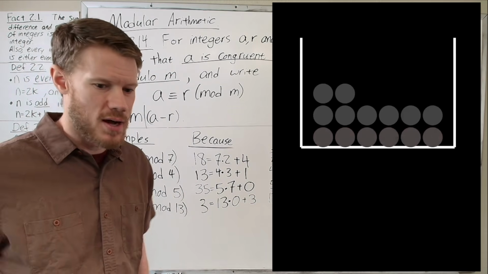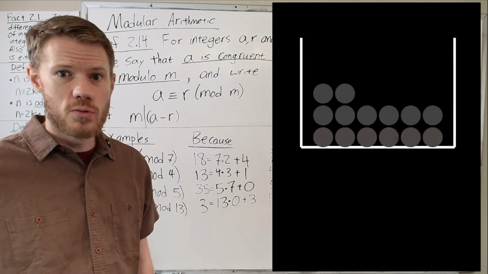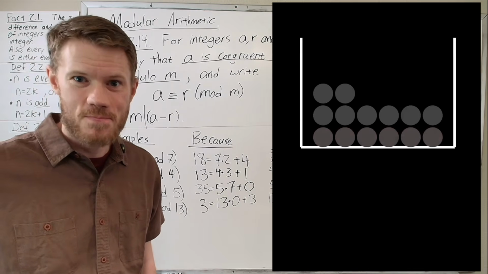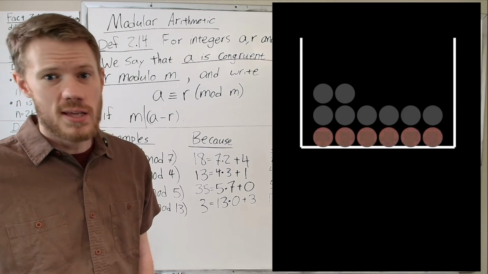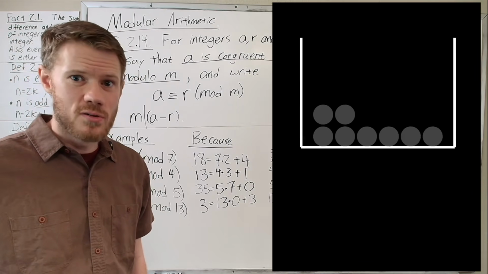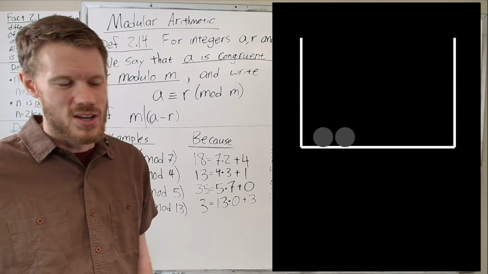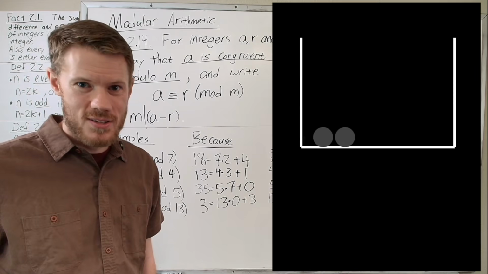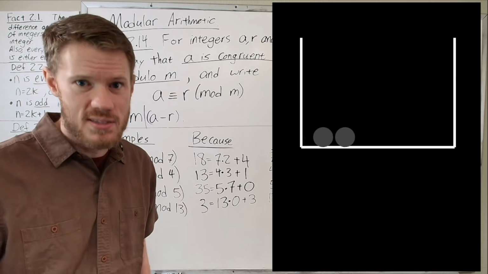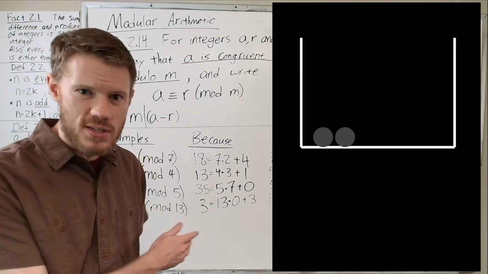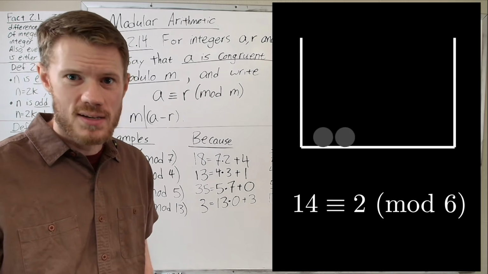Okay, you have 14 balls in this box, and here's the rule. Because we're working mod 6, we're allowed to remove 6 balls at a time. So with 14, if you remove 6, that drops you down to 8 balls. And let's suppose you remove 6 more, that drops you down to 2. Okay, so because 14 balls turned into 2, using this procedure, removing 6 at a time because we're working mod 6, that means that 14 is congruent to 2 mod 6.